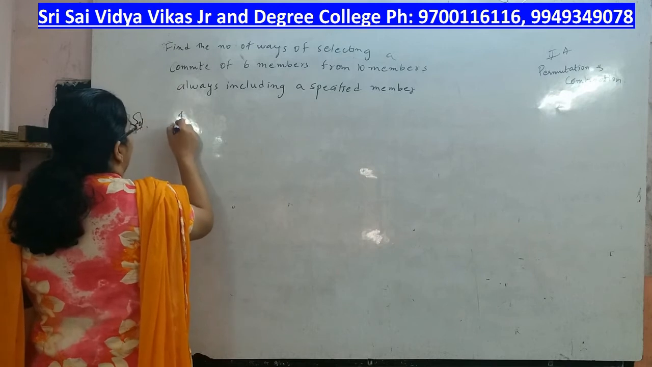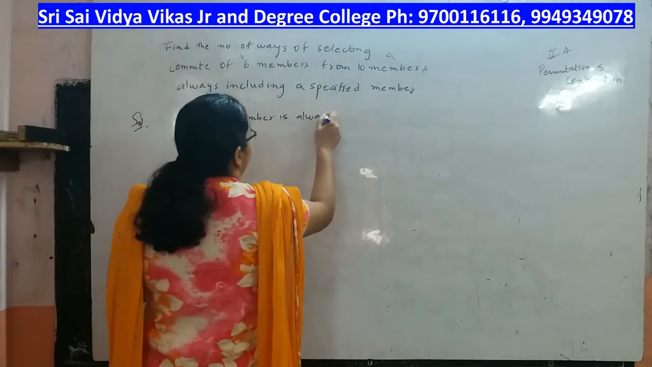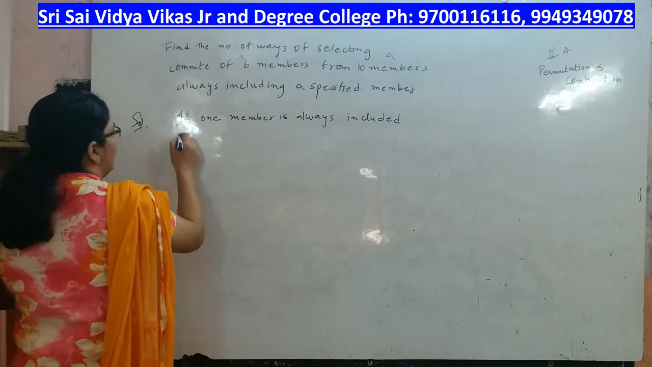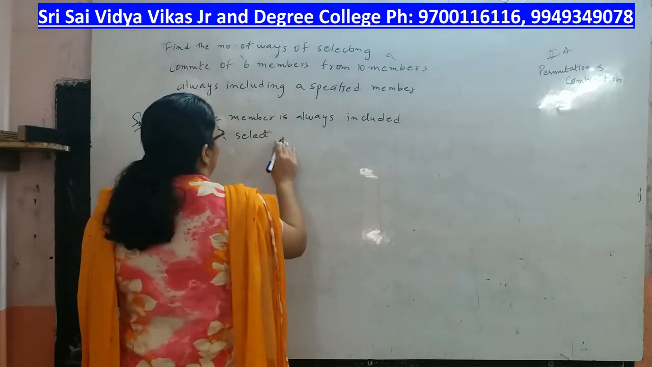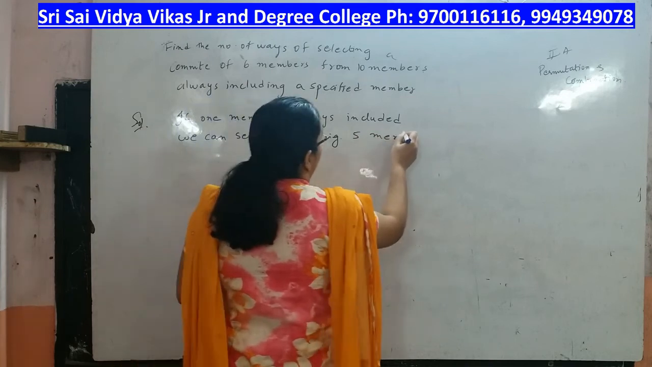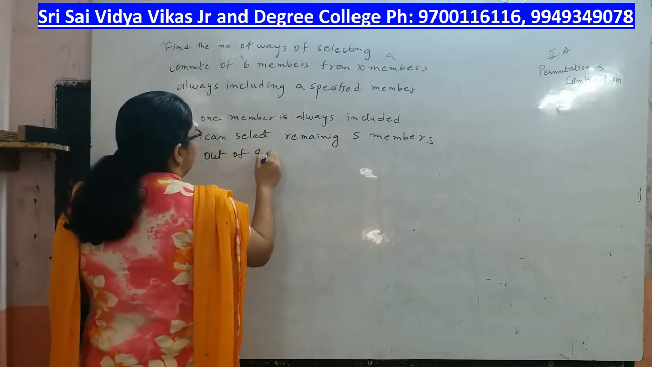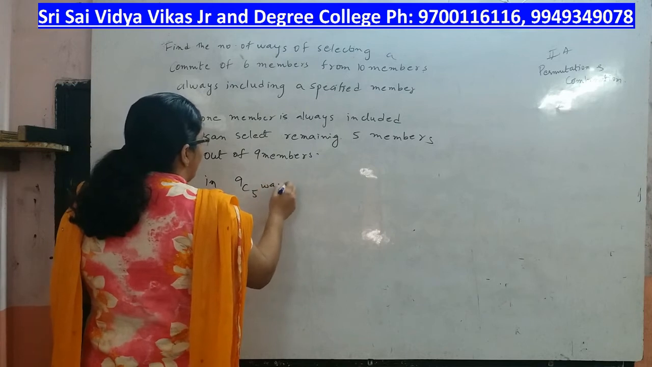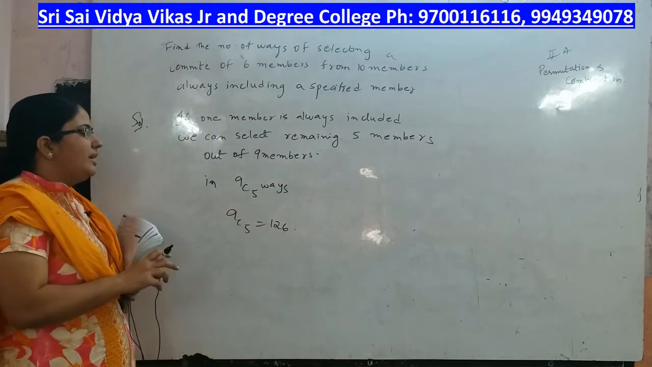Solution: if one member is always included, we can select the remaining 5 members out of the remaining 9 members in 9C5 ways. 9C5 is equal to 126. So this is how we select.